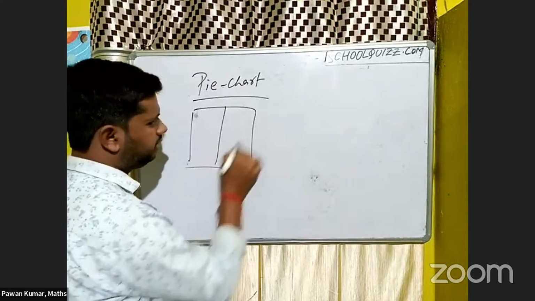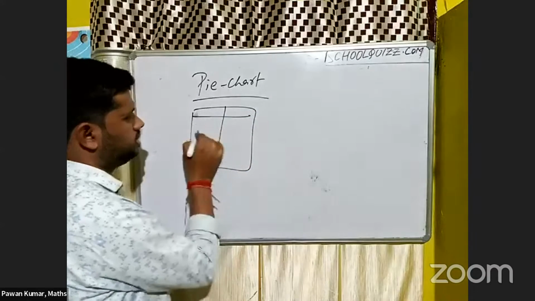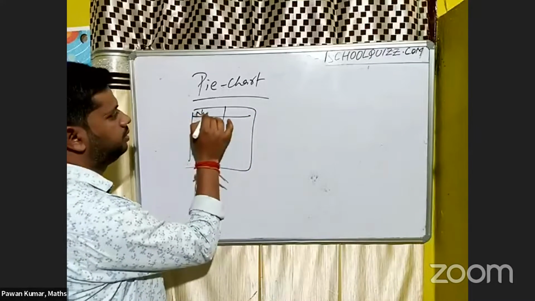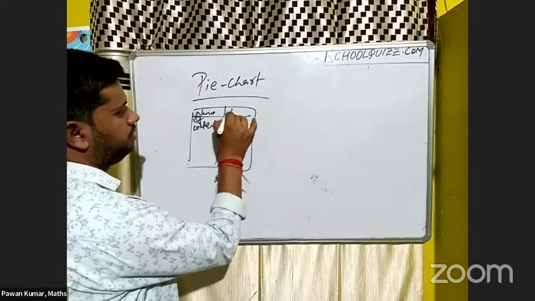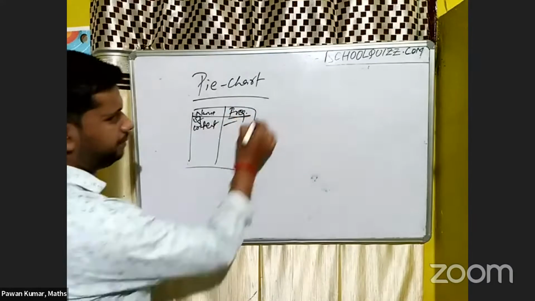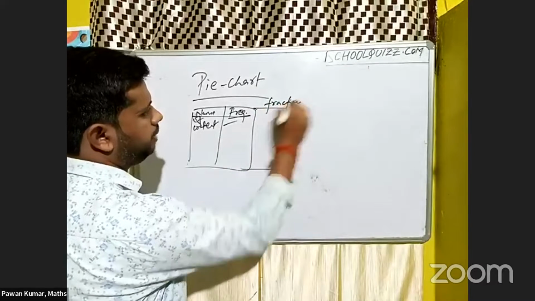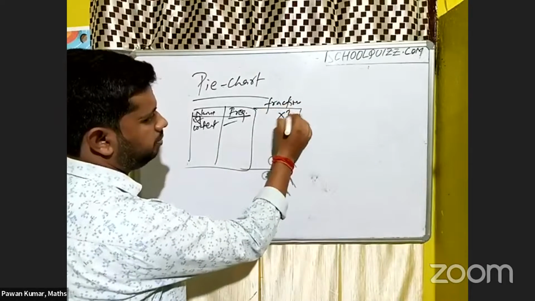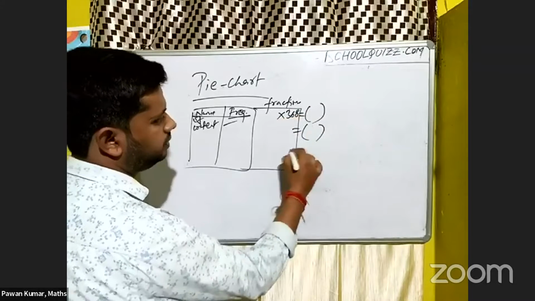Correct. And make it in fractions first. After that, suppose this table, whatever the name of the content, any content will be there. This is the frequency or number of students or something. So you have to convert it into fractions first. Correct? That fractional part you have to multiply with 360 degrees. From there you can get some angle.